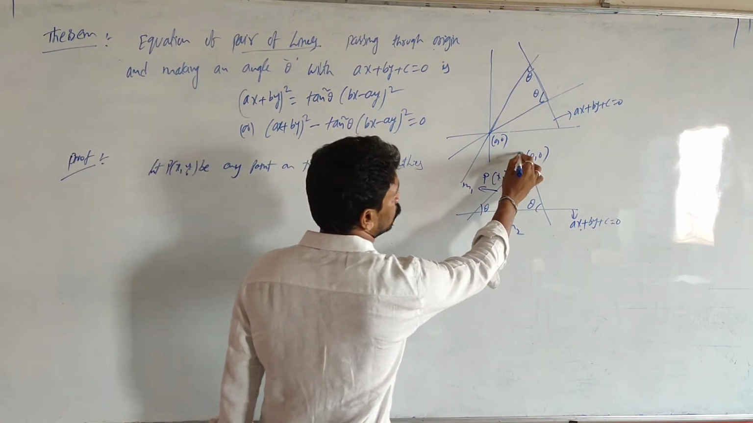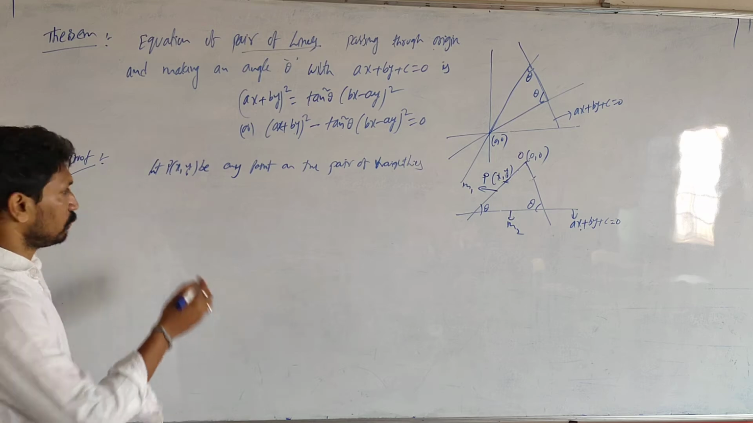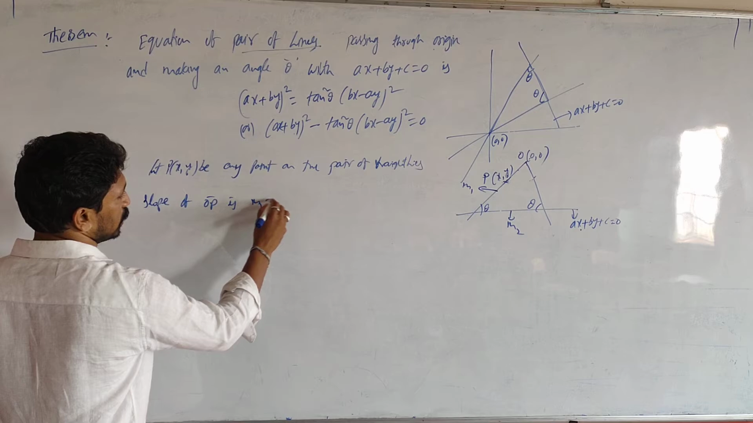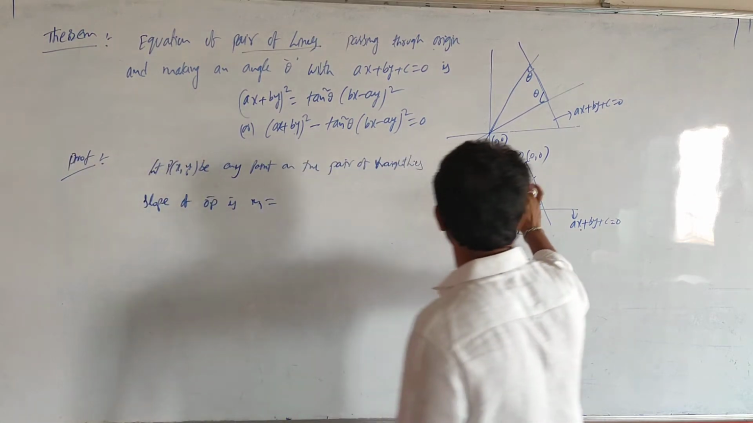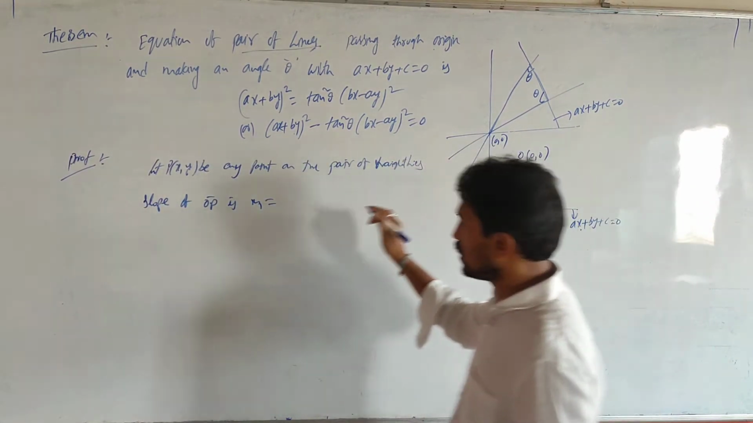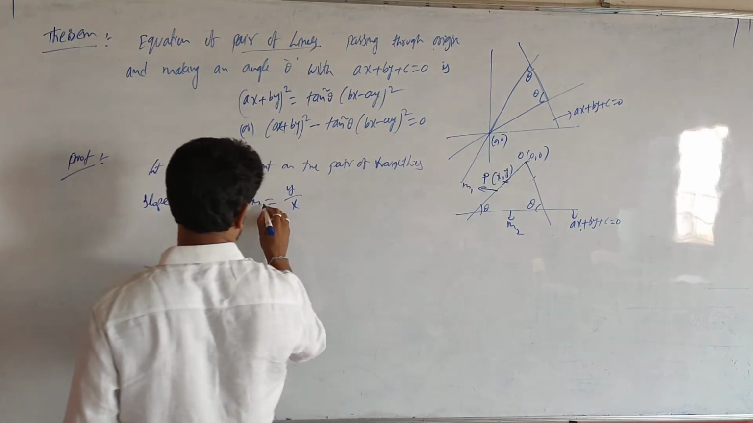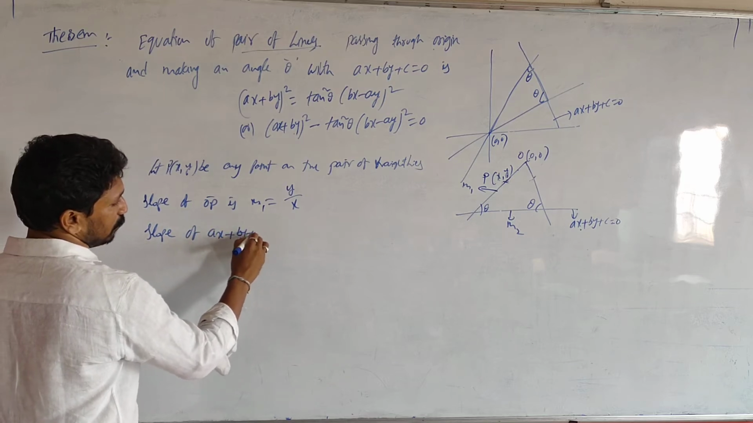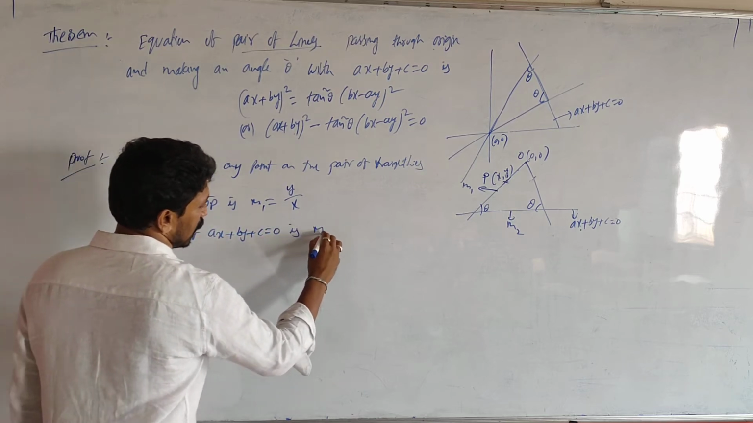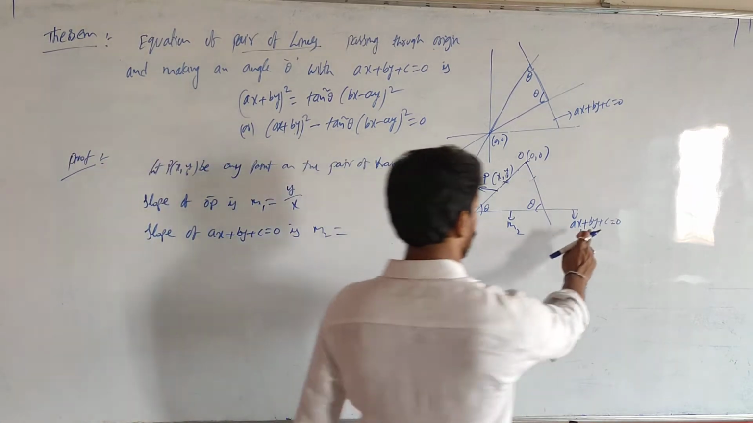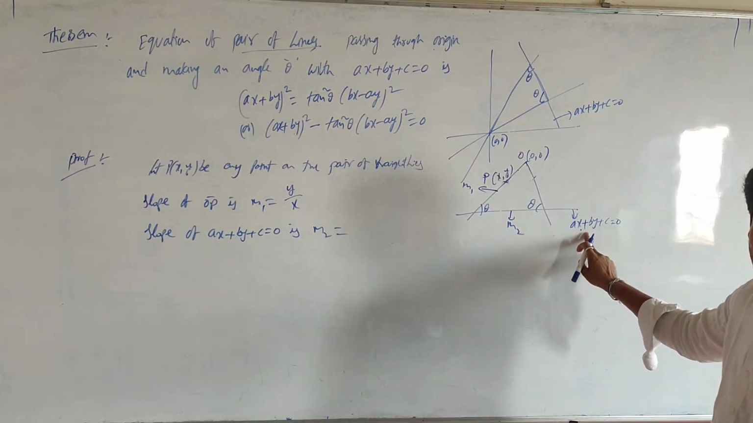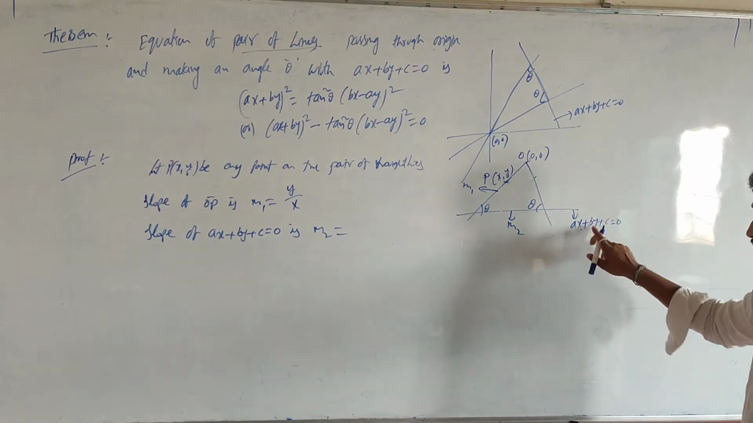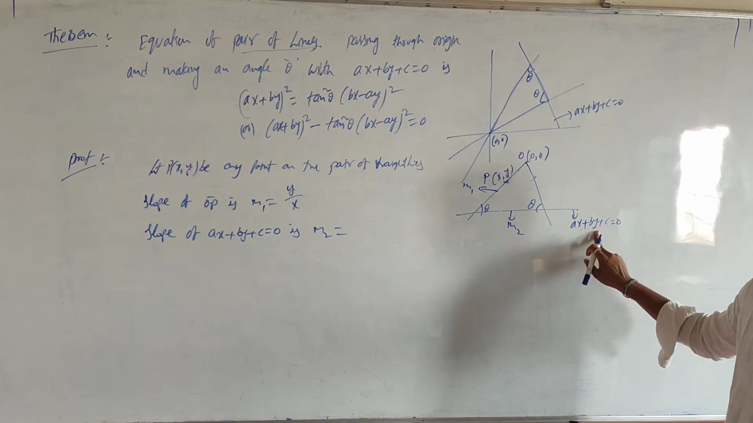Because it is passing through origin 0 comma 0, slope of OP, m1, is equal to y minus 0 by x minus 0, that is y by x. Next, slope of ax plus by plus c is equal to 0, let us take this as m2. What is the slope of this one? Minus a by b, minus coefficient of x by coefficient of y, very clearly.